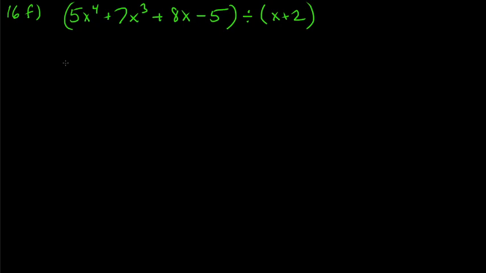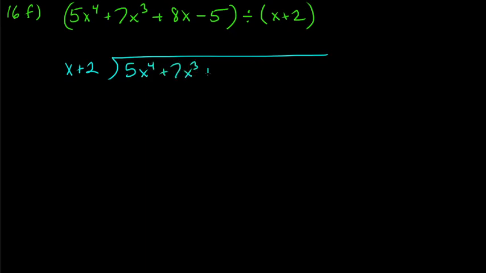Right, so the divisor here is x plus 2, and the dividend is 5x to the 4 plus 7x to the 3. Here's where you have to be careful, right? Plus 0x squared plus 8x minus 5. Yep, this is why F is more difficult, because there is a missing term here. As I mentioned in the previous example, which didn't have a missing term, this one does, right? You're going right from x to the 3 to x to the 1, which means you're missing x to the 2. So there's a missing 0x to the 2. We have to include that as a placeholder.